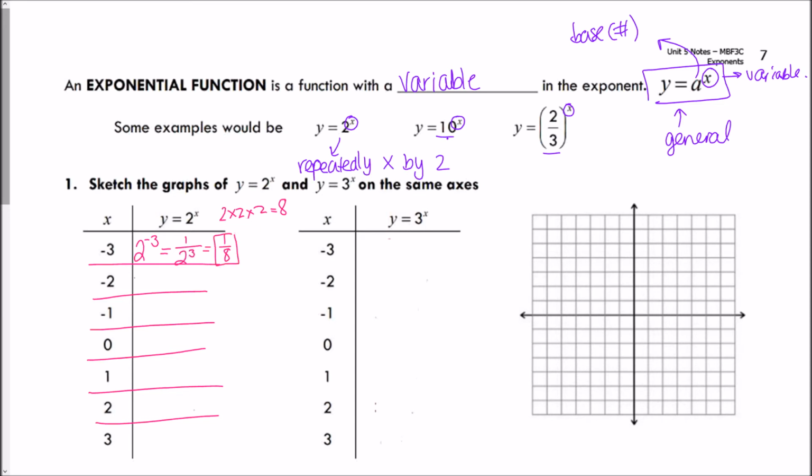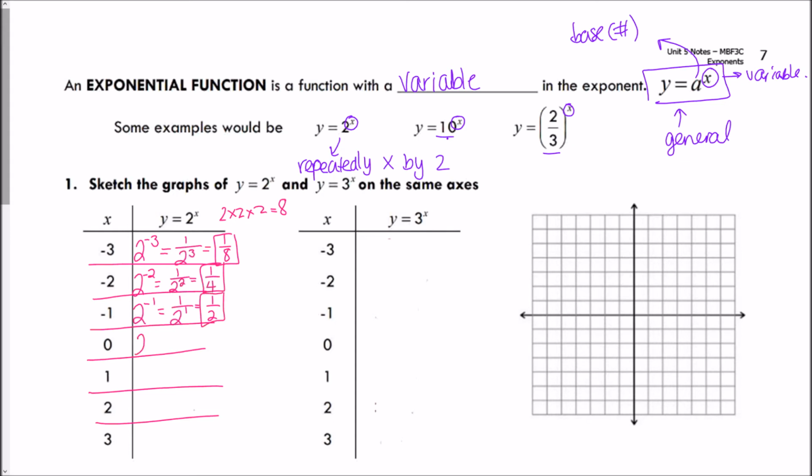For our next one, it's 2 to the power of -2, so I'm going to flip it, and I get 1 over 2 to the power of +2, and 2 to the power of +2 is just 4, okay? For the next one, it's 2 to the power of -1. So I flip it, I get 2 to the power of +1, so I get 1 over 2 right here.